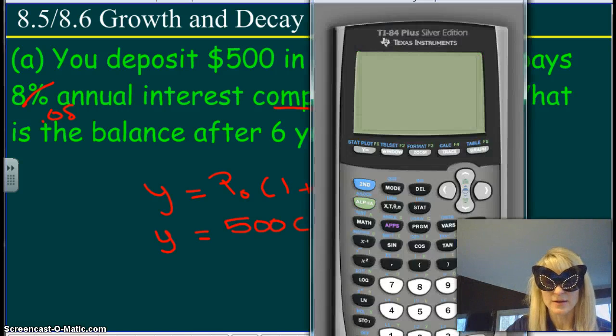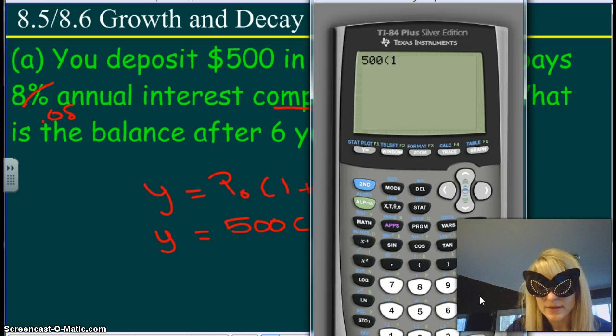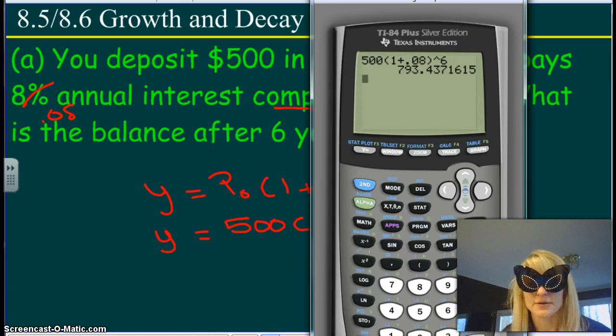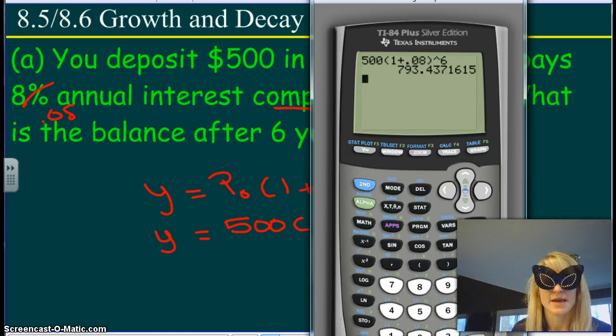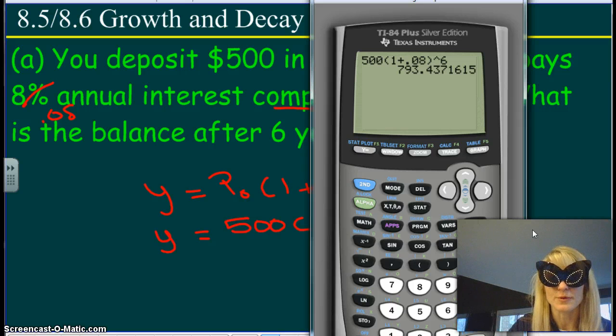So we want to take our calculator out here, and we'll just put it in here. Hopefully it turns on. Okay, so I put my 500, and I have my parentheses 1 plus 8%, which is 0.08, and I want to know for 6 years. So I've got to raise it to the 6th power, and I should find that I will have $793.44 after 6 years. Okay? So that would be a growth. We increased the amount that we had, right?